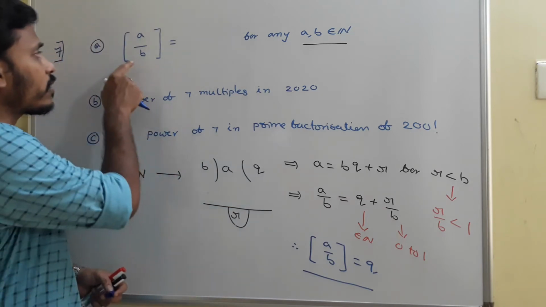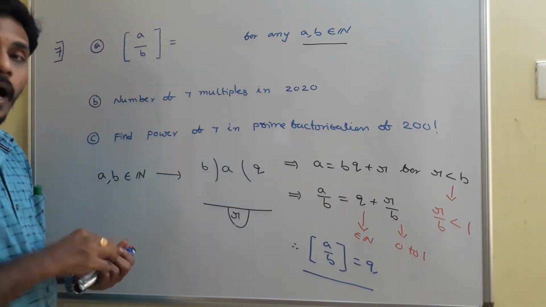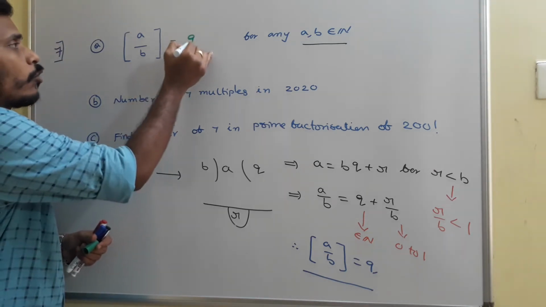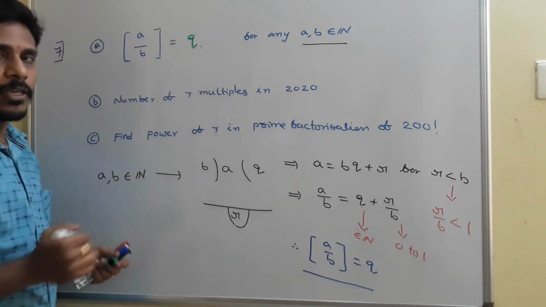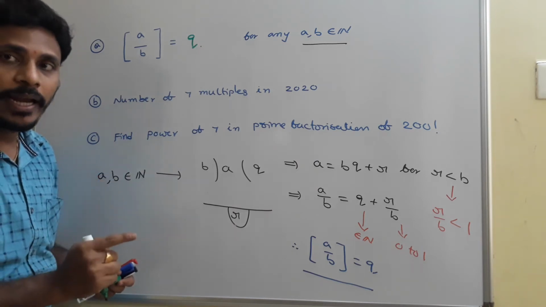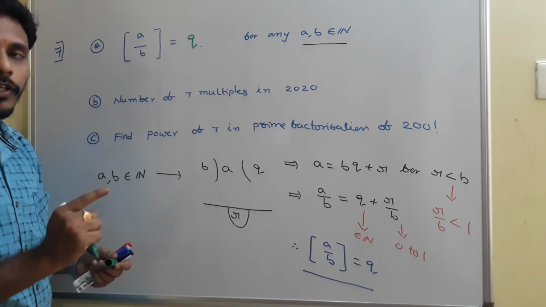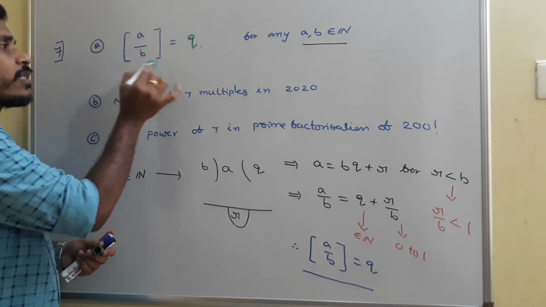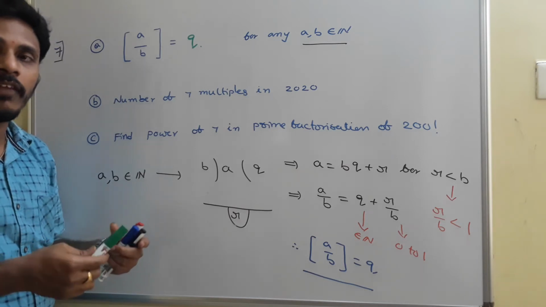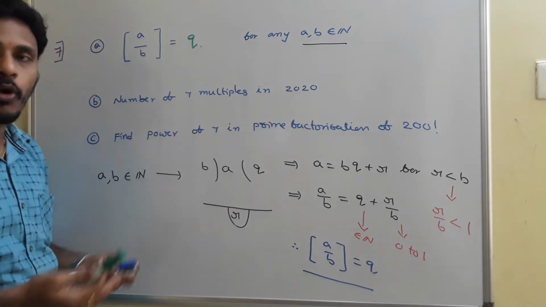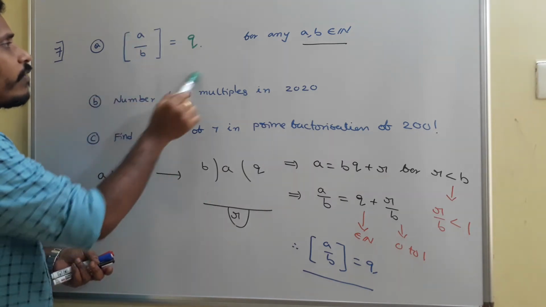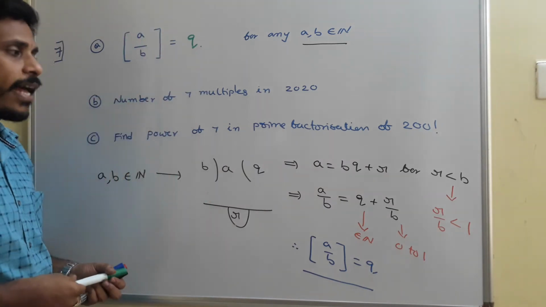Since we are discussing the step of a by b, the answer for this problem is step of a by b is equals to q. And what is that q? That q is the quotient obtained by dividing a with b. That's what you need to mention. At the end, step of a by b is simply the quotient obtained by dividing a with b in the usual division process. So from there we concluded that step of a by b is q.